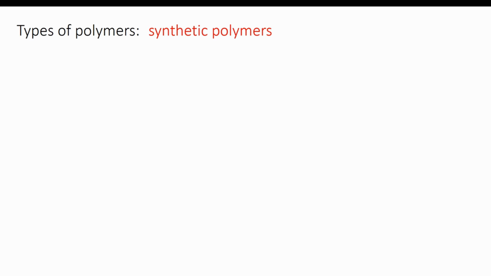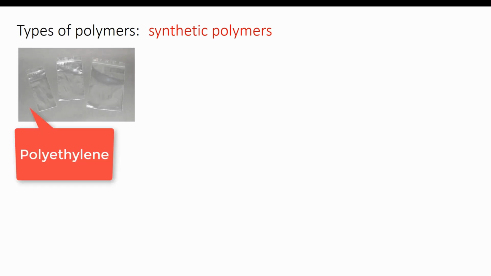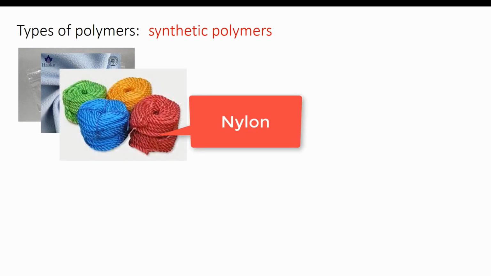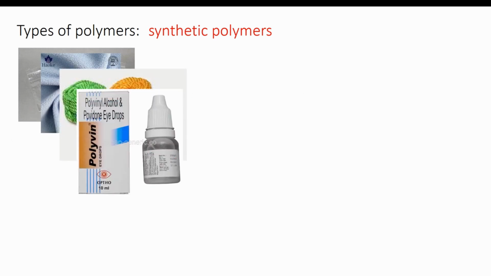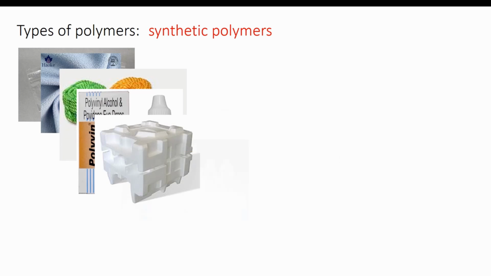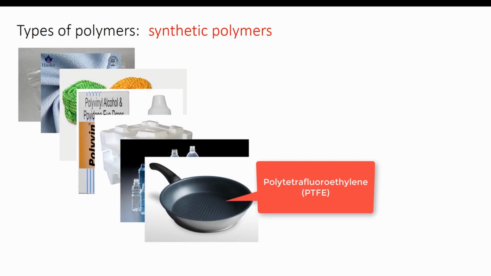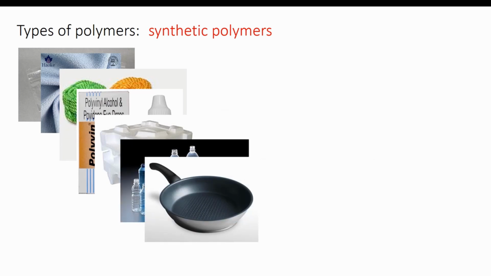Most synthetic polymers are organic, carbon-based. Common ones you may have heard of are polyethylene, polypropylene, nylon, polystyrene, polyvinyl alcohol, PET, which is polyethylene terephthalate, and PTFE, polytetrafluoroethylene. We'll look at some of these in more detail later when we talk about the chemical reactions that create polymers from monomers. We can also make inorganic polymers, which are not carbon-based.